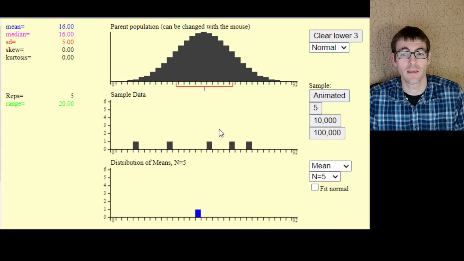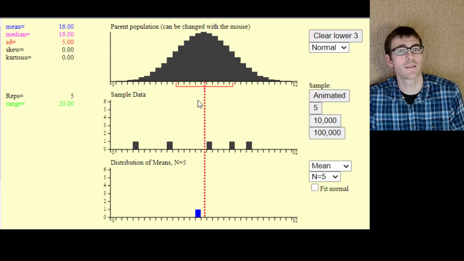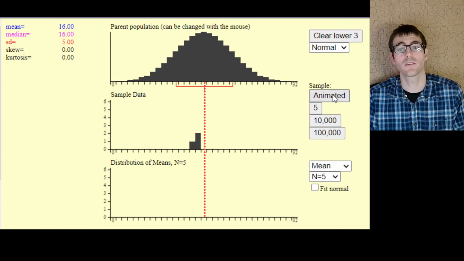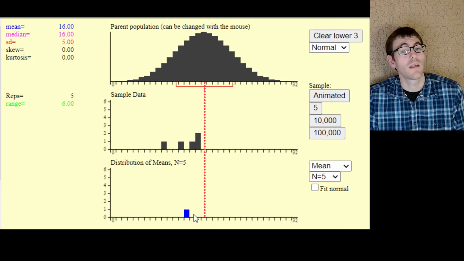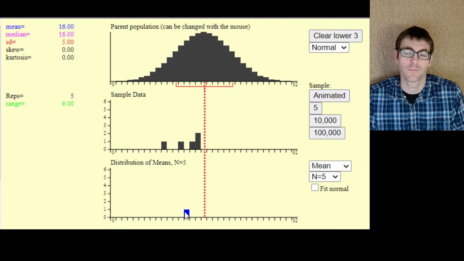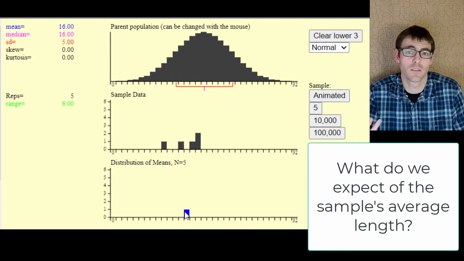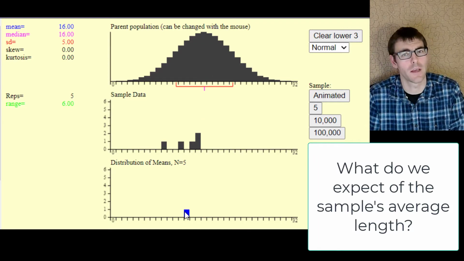And look, we got these 5 pieces, and the average was down here, which is pretty close, maybe a little bit off, but not terribly far off. Let's clear that, and if we took a different sample, this one happens to be even lower. So the question is, what does a typical sample's average look like?